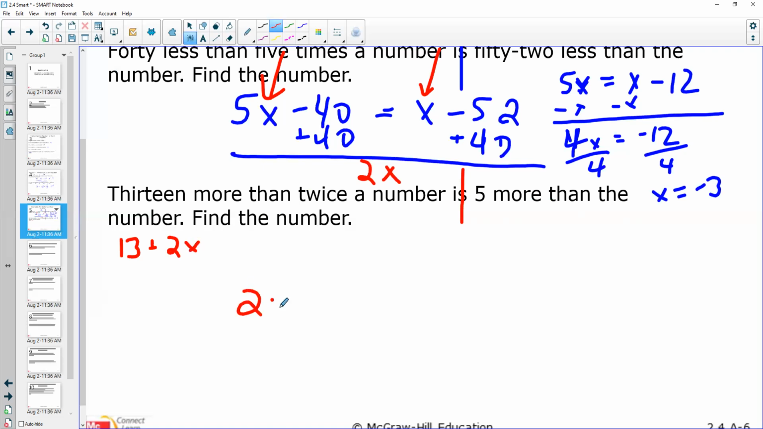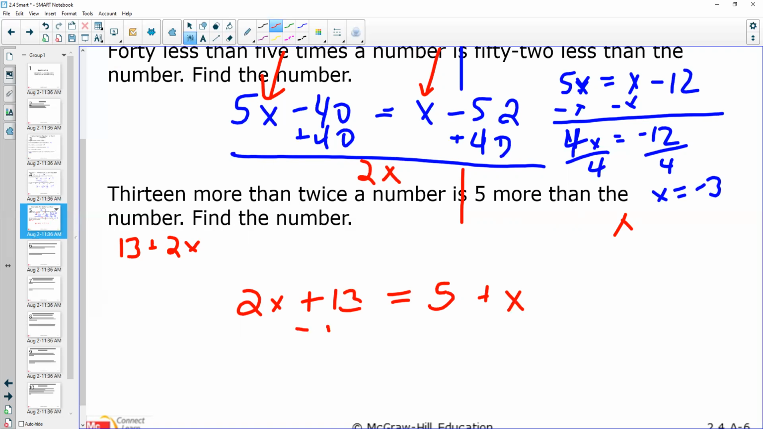I'm going to sort of mirror what we did earlier. I can write it as 13 plus 2x. And then where my line is, that's the equal sign. 5 more than the number. Well, I know the number is x. So 5 more than that number is x plus 5, or 5 plus x.